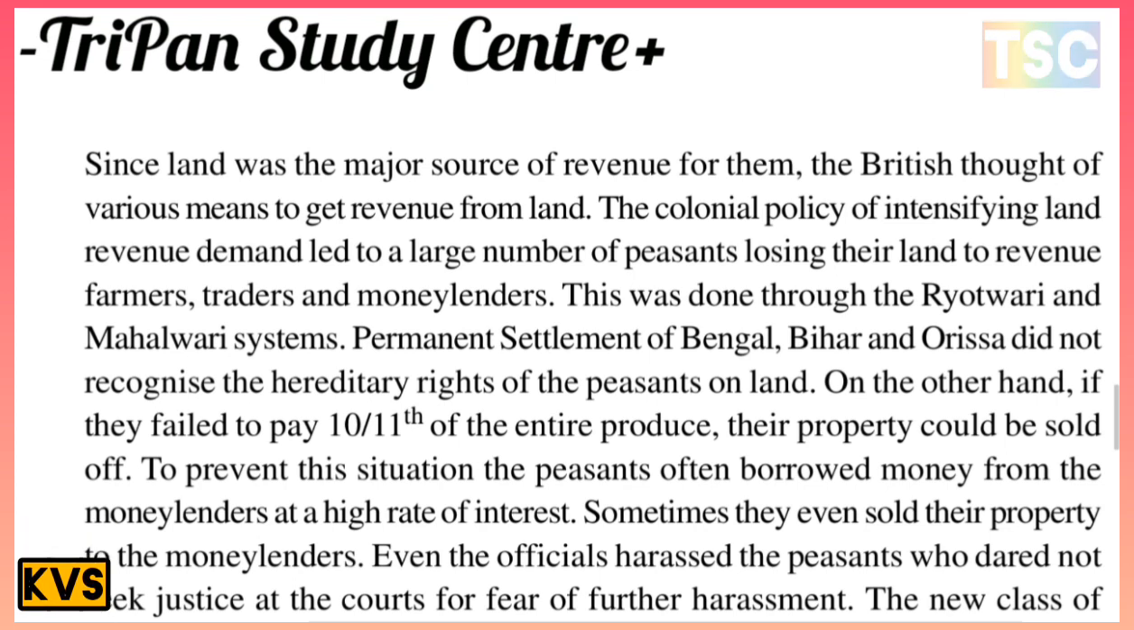On the other hand, if they failed to pay a tenth or eleventh of the entire produce, their property could be sold off. To prevent this situation, the peasants often borrowed money from the moneylender at a high rate of interest, and sometimes they even sold their property to the moneylender. Even the officials harassed the peasants, who dared not seek justice at court for fear of further harassment.